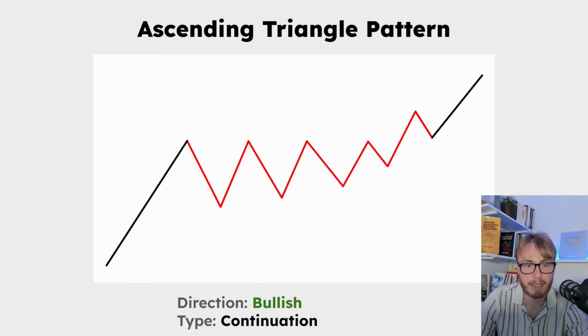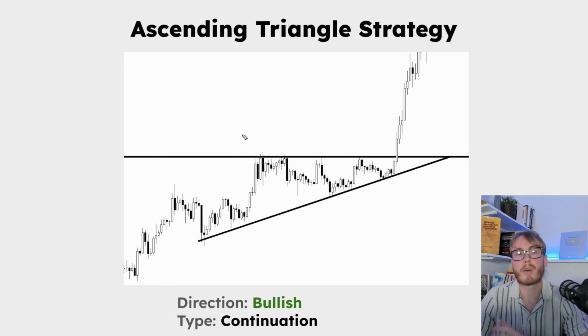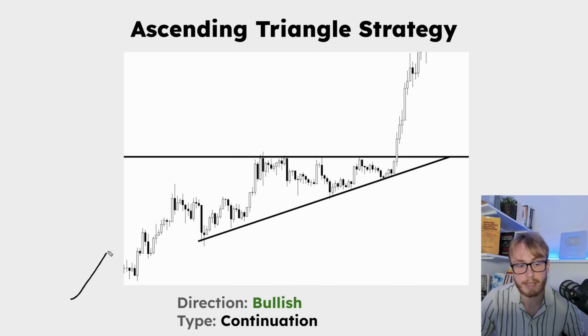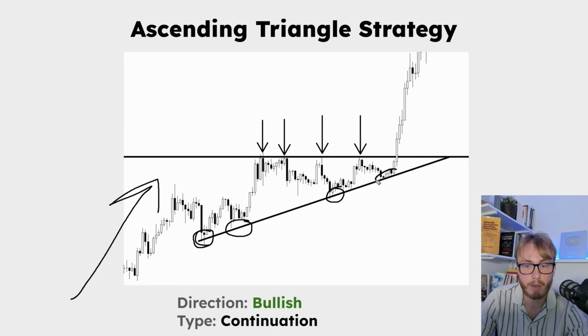Now this is a bit ugly, but you can hopefully clearly see that a triangle is created between the resistance and the support. Alright, so here is a real life example of the ascending triangle. As you can see, we have a move towards the upside. The price clearly finds a resistance. You can see we get rejected 1 time, 2 time, 3 time, 4 time, we get rejected here. And at the same time, we're printing a low, a higher low, higher low, and higher low.